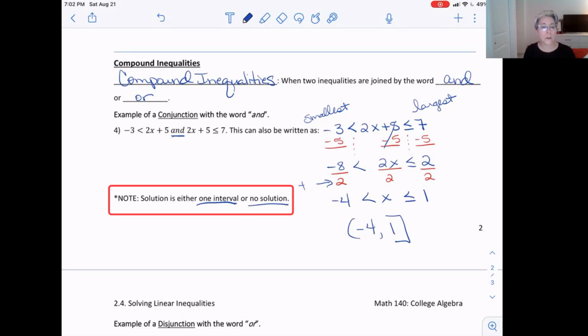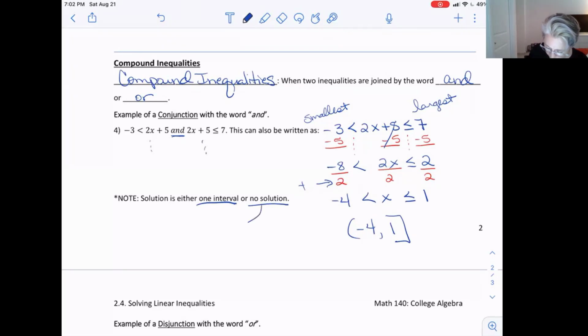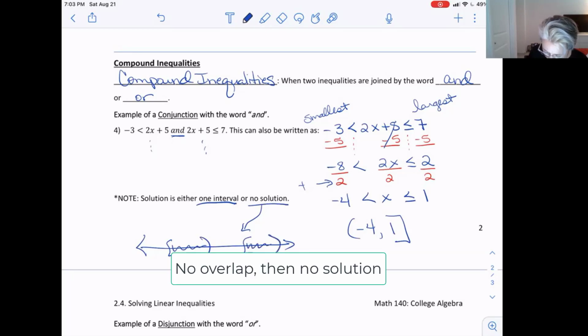In other words, if you were to work these separately, and if you were to graph, let's say from here to here, and then you ended up with one from here to here, if there's no overlap, then no solution, okay? When you have the word and, it has to satisfy both at the same time. That's why we only have one interval or no solution.